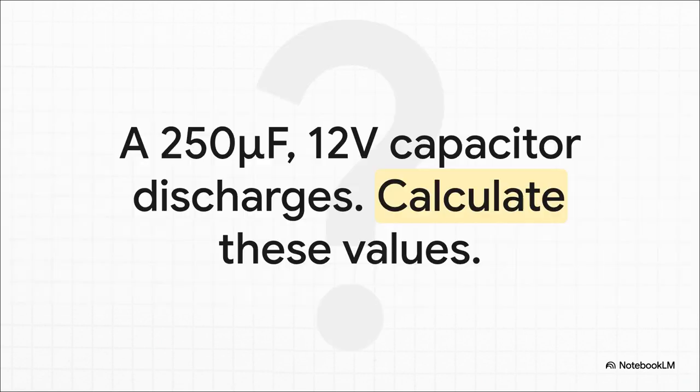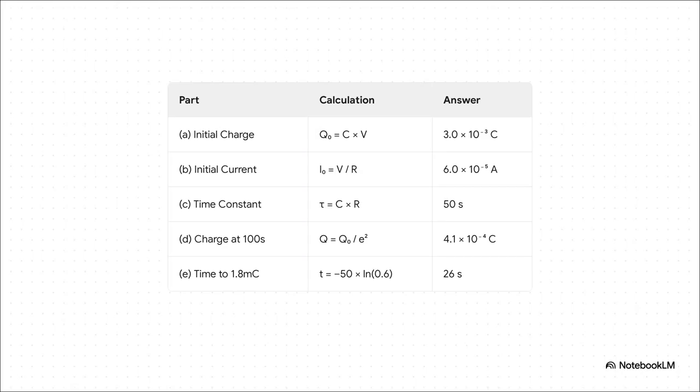Not too bad. Okay, let's dial up the complexity. This next problem has 5 parts, and it's going to make us use just about everything we've learned so far. This is a great one for tying all the concepts together. Let's break it down. Part A is just our basic Q equals C times V. Part B is good old Ohm's law, V equals IR, to find the initial current. For C, we use our new formula, tau equals RC, and find the time constant is 50 seconds.